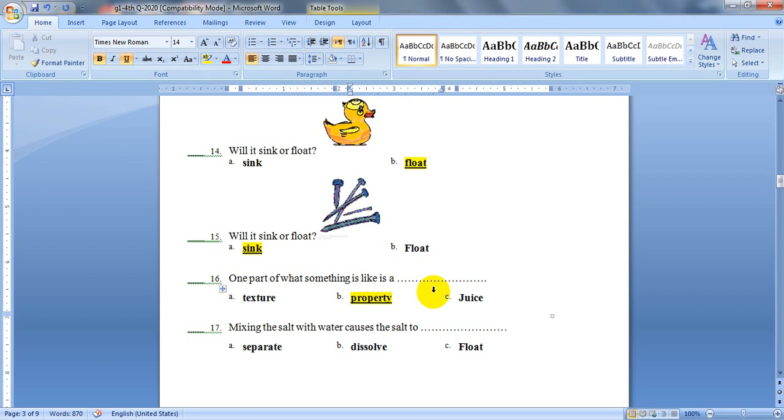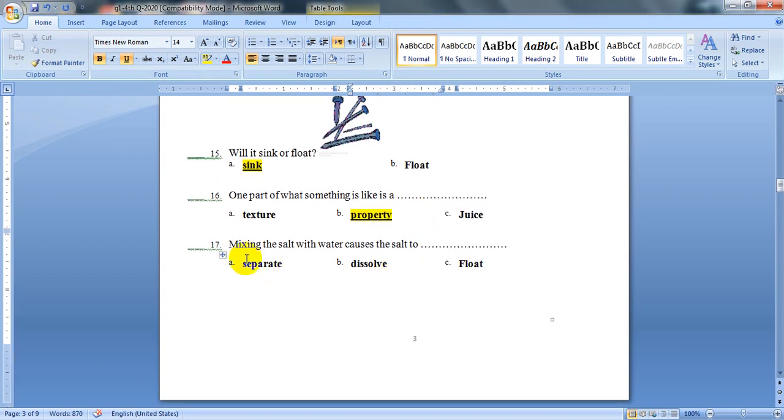Question number 17. Mixing the salt with water causes the salt to separate, dissolve, float. Will you see salt when you mix it in water? Of course not. It will disappear, or as we studied, it's called dissolve. We will not be able to see the salt anymore. So salt dissolves in water.